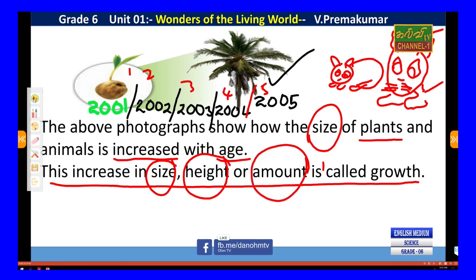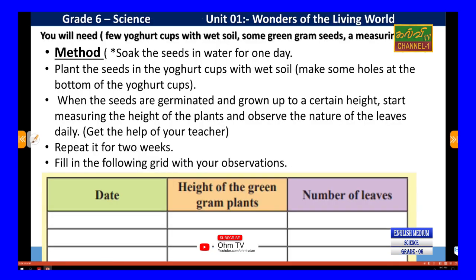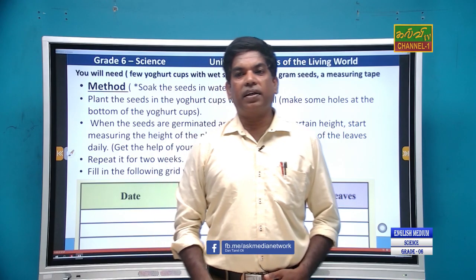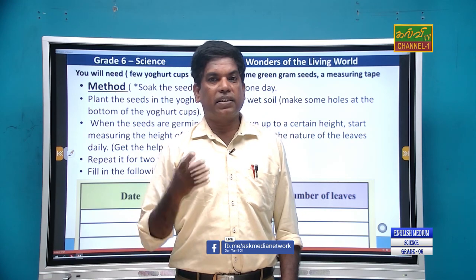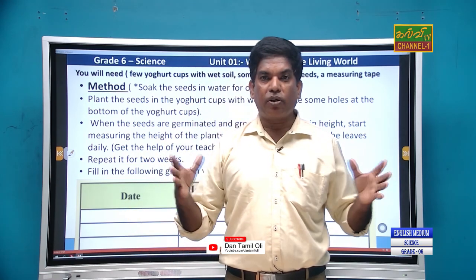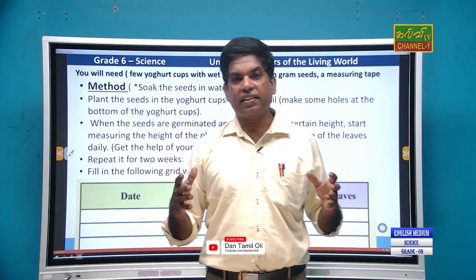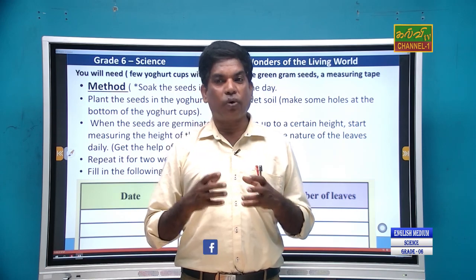There are three things, right? Size, height or amount is called growth. Students, you can understand what is growth. The size and the height, the amount is going to increase. That is growth. How can we identify growth?